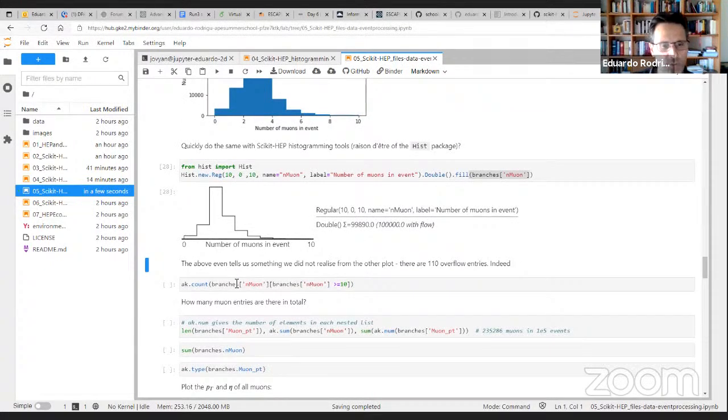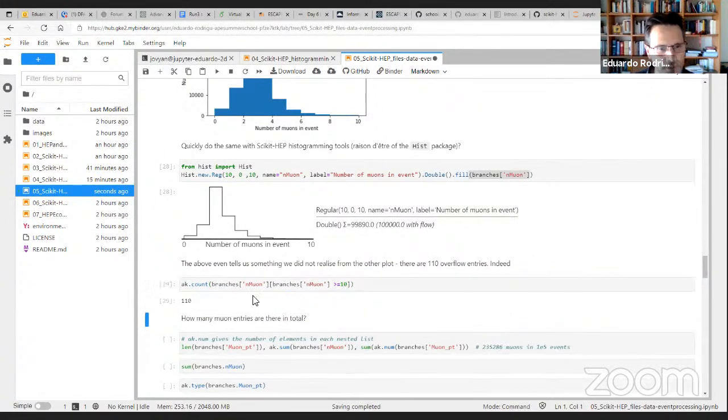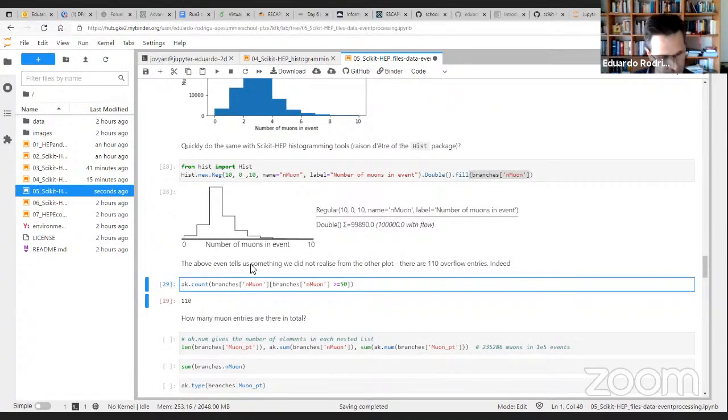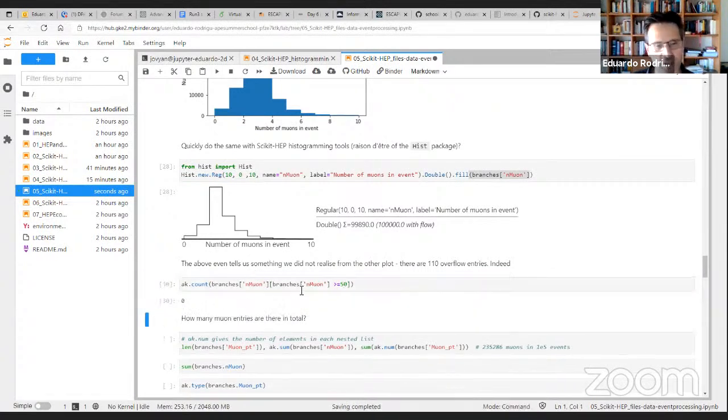Now, I can also become fancy with a mask. I'll come back to masks later, but I only plotted up to 10, so are there many events with, say, more than 10 muons in the event? And actually, there's 110 of them. I was quite surprised, to be honest, even when looking at this file. But admittedly, nothing beyond 50 muons per event, which is reassuring because otherwise it would be kind of funny data.